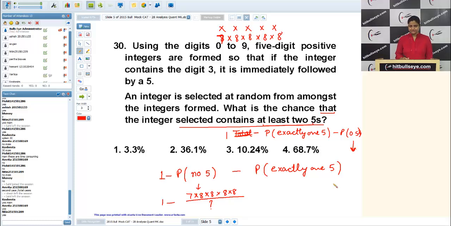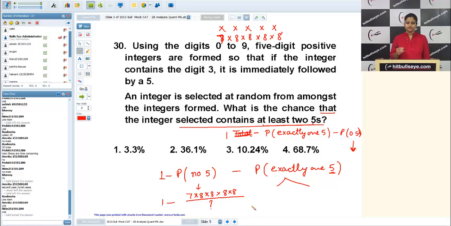Now there can be 2 cases. Those 2 cases are: if 5 comes without a 3, I mean there is a 5 but it is without 3. That will be the first case from the previous question where no 3 is used. Then we'll take a case where 35 is used. So you can calculate accordingly.